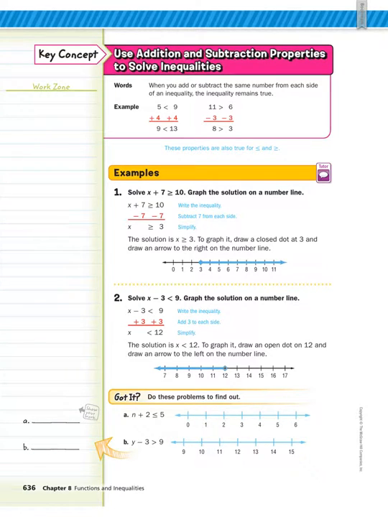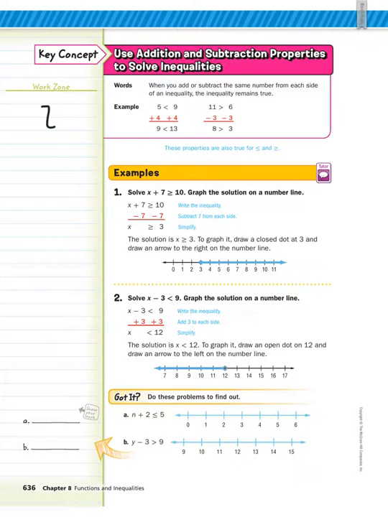Alright guys, we are on lesson 7 in chapter 8, 8.7. So here's what you did yesterday. Yesterday, you learned to write simple inequalities like x is greater than 7, and you learned how to graph x is greater than 7 on a number line. Well, today we are going to kick it up a notch, and we are going to solve one-step inequalities.